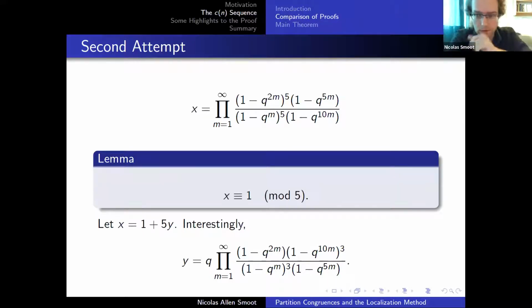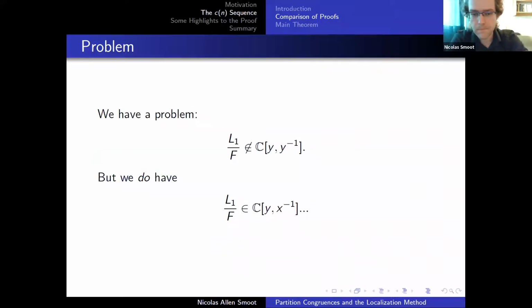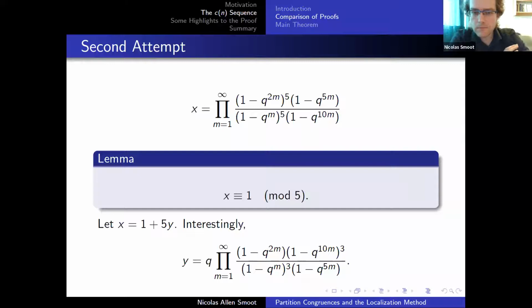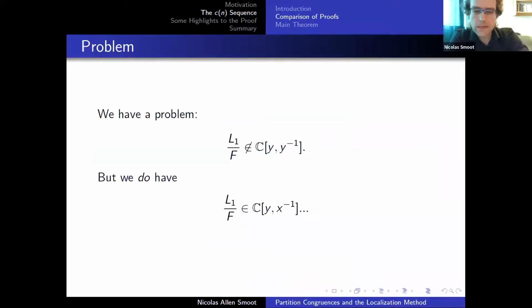Now, notice something. X is still an eta quotient, so that means 1 plus 5y is an eta quotient. So if I divide by 1 plus 5y, what I get is still an integer power series in q. Okay. So I can write x in terms of y. The problem is that y does not have zeros at all the poles of L1 over F. So I can't just multiply L1 over F by a high enough power of y to overpower all the poles.